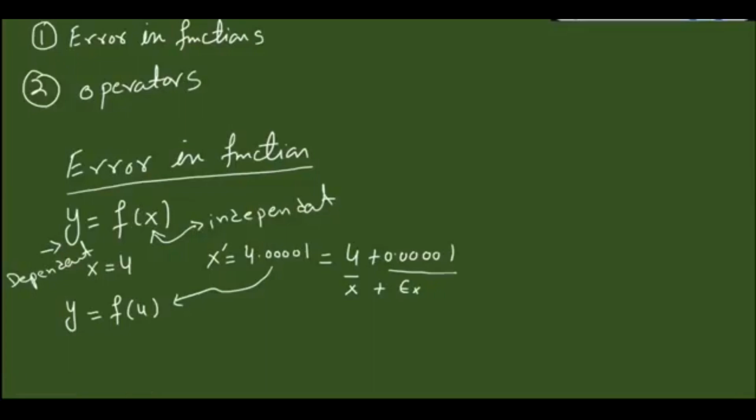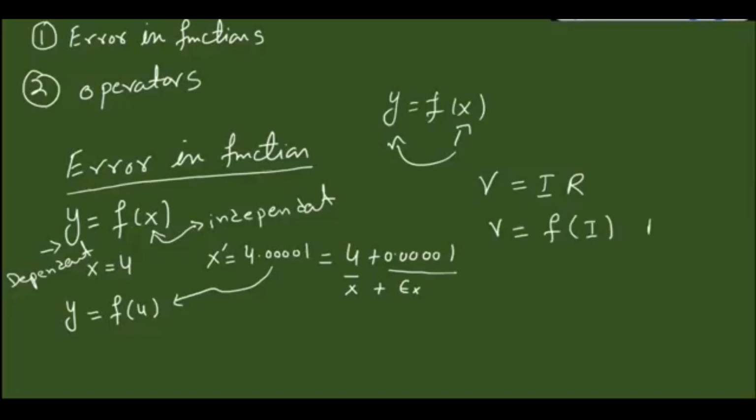That means if I have any function of a single variable, and I make a mistake in the input, I have a similar impact on y as well. So what does this mean? For example, we know a very famous function called Ohm's law, which says voltage V is equal to current I times the resistance R. So this is the function. Let's say resistance is constant, so I can say V is a function of I, where R is constant and not changing.